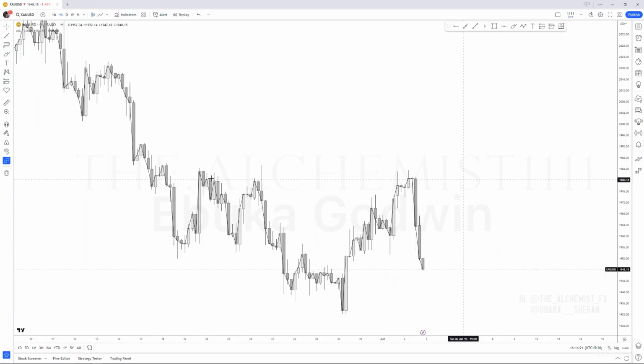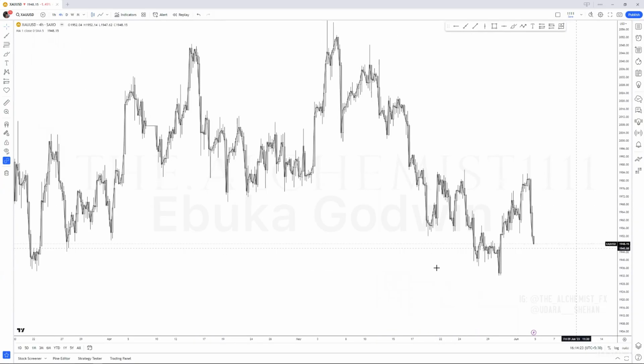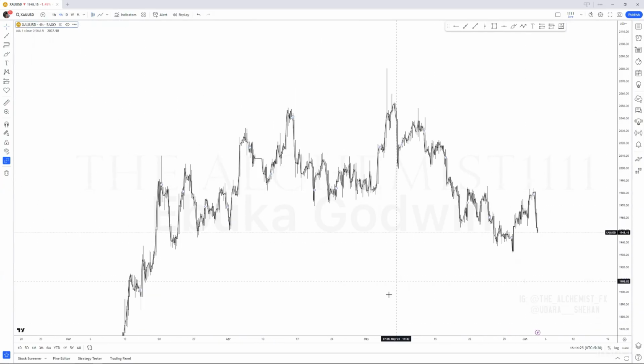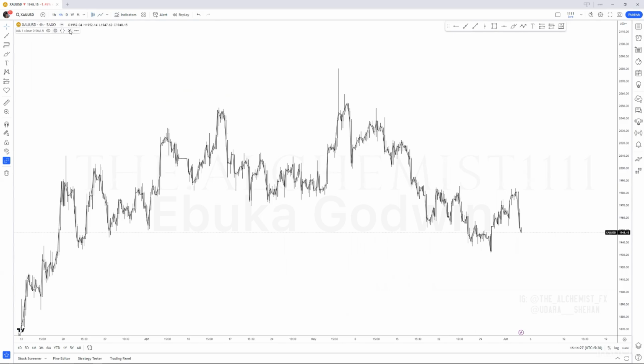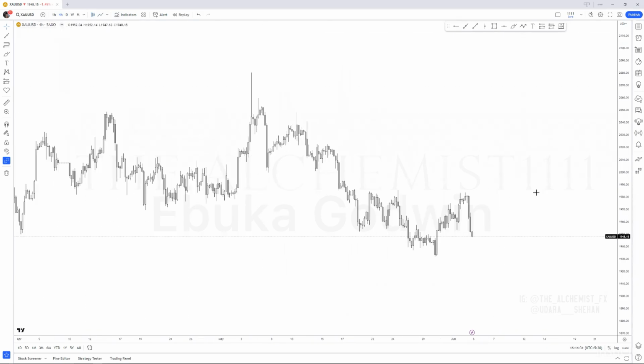But I don't do this. It's messy, right? Look at this. I want to have my charts as clean as possible. So I'll take it off. If you want, you can do this. That's perfectly fine. Now let's get started.